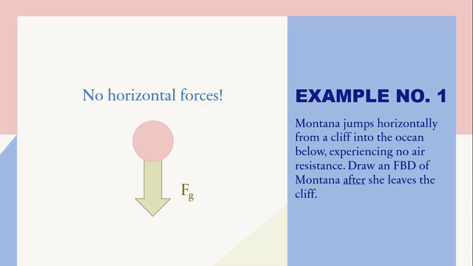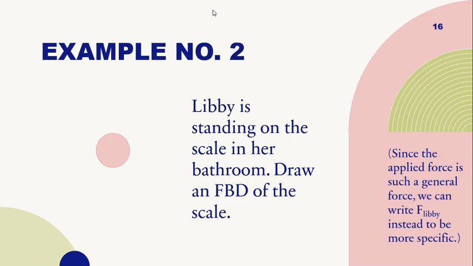Drawing a horizontal force here is a pretty common mistake, so when you're drawing your FBDs, be sure to consider whether the object's motion is the result of a current or a past force. Example number 2. Libby is standing on the scale in her bathroom. Draw an FBD of the scale.